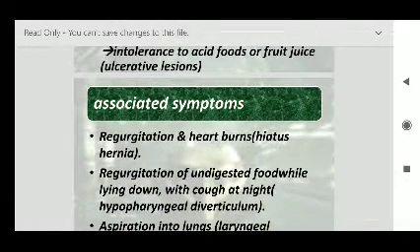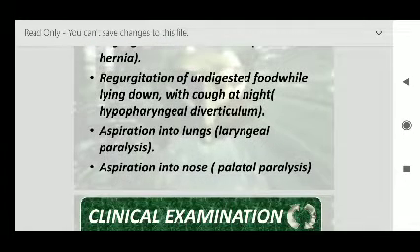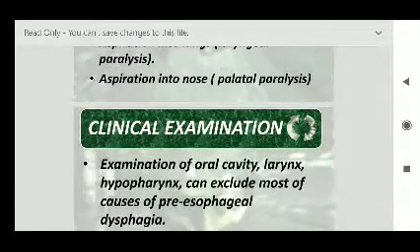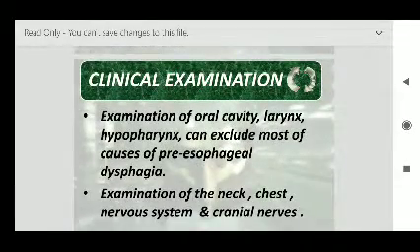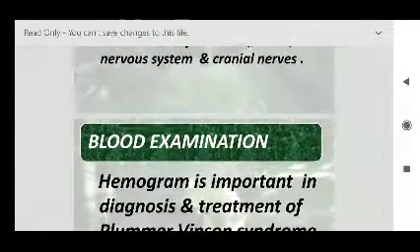Associated symptoms can be regurgitation and heartburn; think of hiatus hernia. Regurgitation of undigested food while lying down, with cough at night: hypopharyngeal diverticulum should be thought of. Aspiration into the lung: laryngeal paralysis should be thought of. Aspiration into the nose: palatal paralysis should be thought of. Clinical examination of the oral cavity, larynx, and hypopharynx can exclude most of the causes of pre-esophageal dysphagia. Examination of the nose, chest, nervous system and the cranial nerves should also be done.